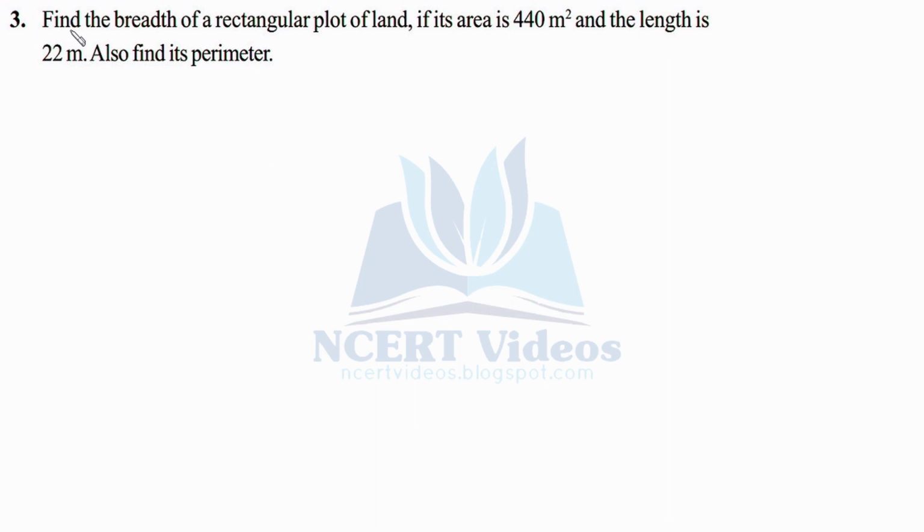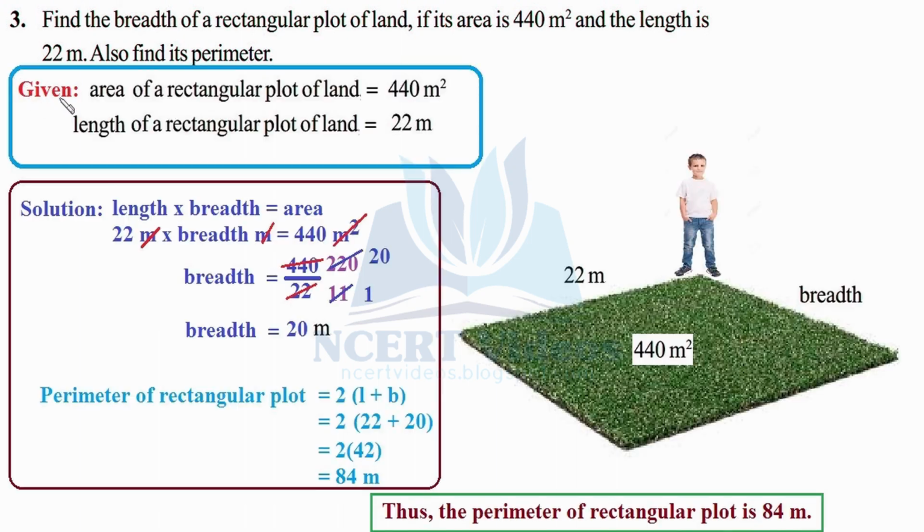Question 3. Find the breadth of a rectangular plot of land if its area is 440 meters square and the length is 22 meter. Also find its perimeter. Given part: area of rectangular plot of land. Here we have area given as 440. Now length is also given. The length is 22 meter. Therefore length of rectangular plot of land equals 22.